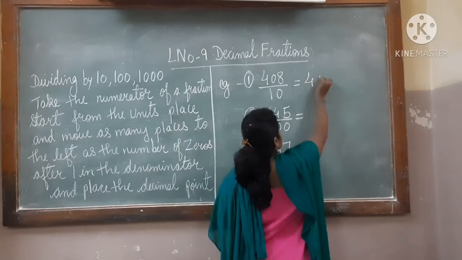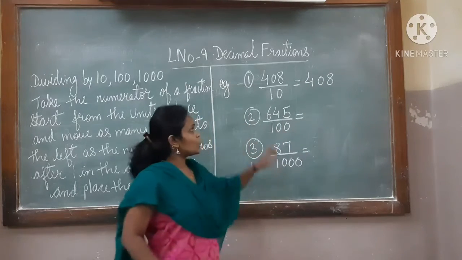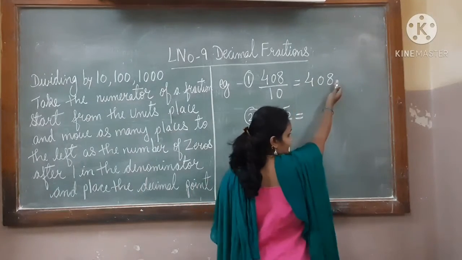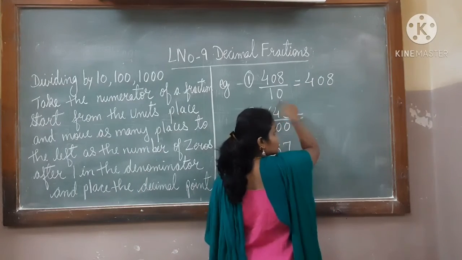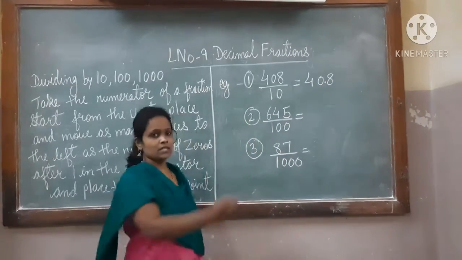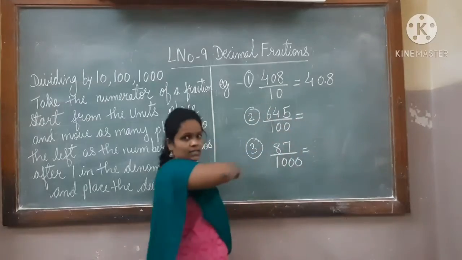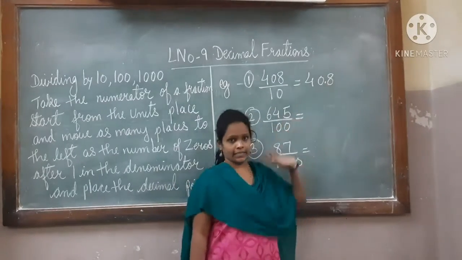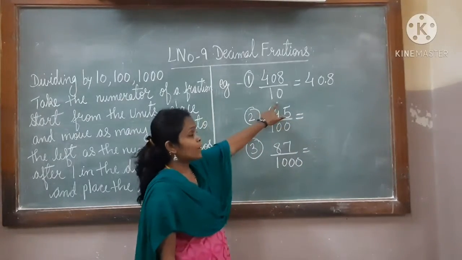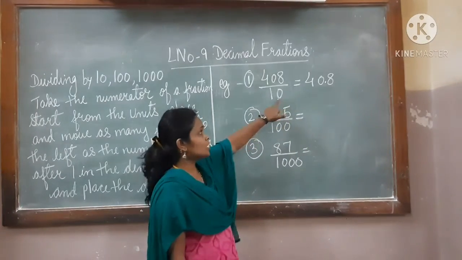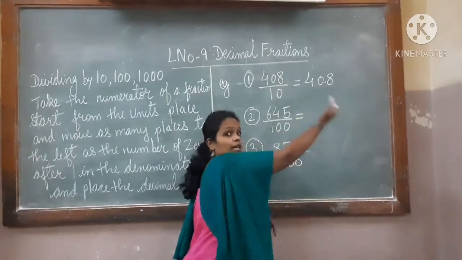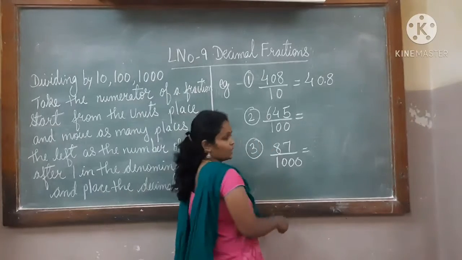So how are you going to put it? First you write this as it is. Now here, how many zeros are there? Only 1. So starting from the unit side, this is only 1 zero. So the decimal point will come after only 1 number, means from the unit place. That is 40.8. How will you read it? You will read it as 40.8. You have to see the number of zeros down. Suppose if there is only 1 zero, the decimal point will come after only 1 number starting from the unit place.